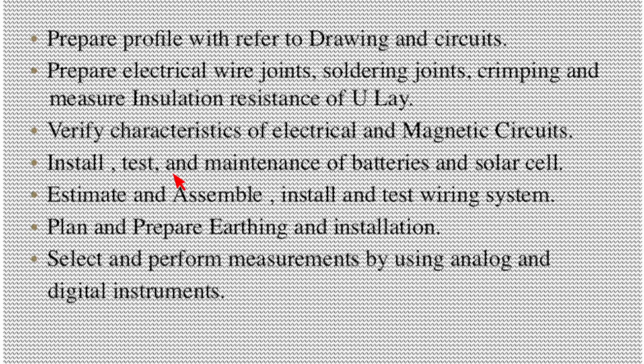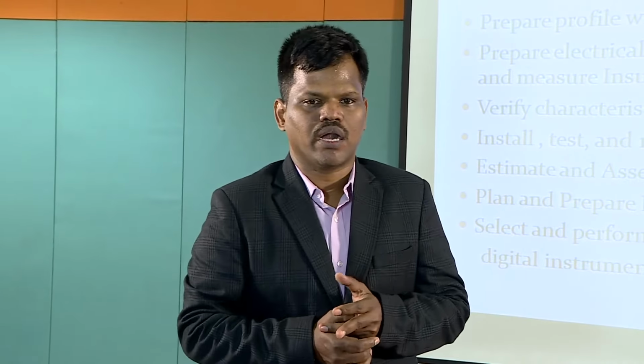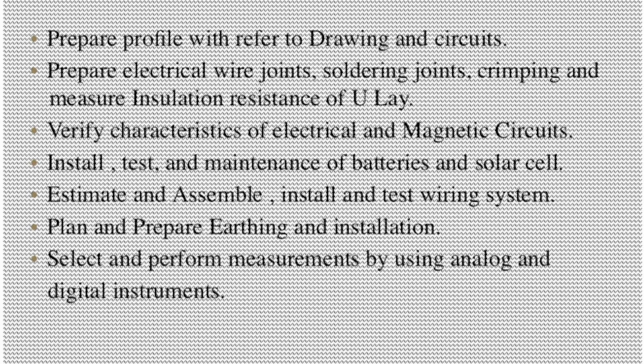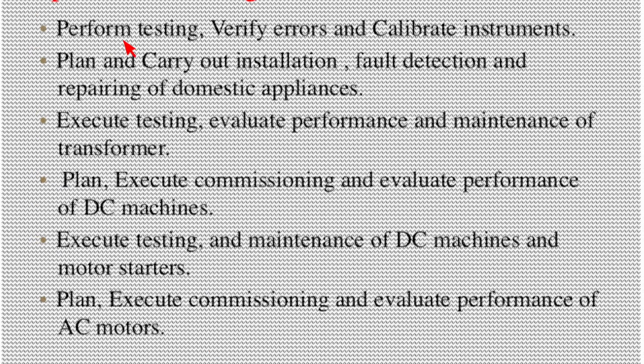Next, install, test and maintain batteries and solar cells. We need to install the solar cell and batteries. Install means after that we go for test and maintenance also. Estimate, assemble, install and test wiring systems. Plan and prepare the earthing and installation. Select and perform the measurement using analog and digital instruments also. Perform the testing, verify the errors and calibrate the instruments.